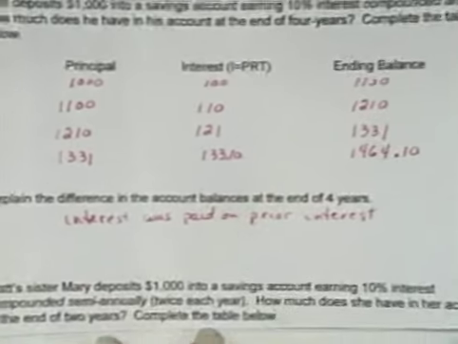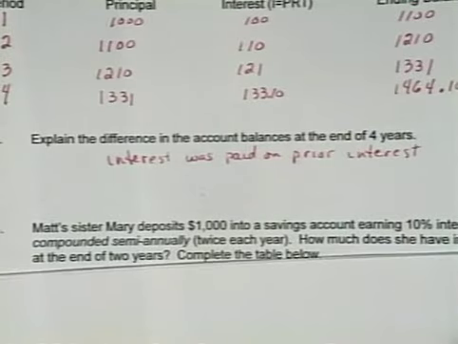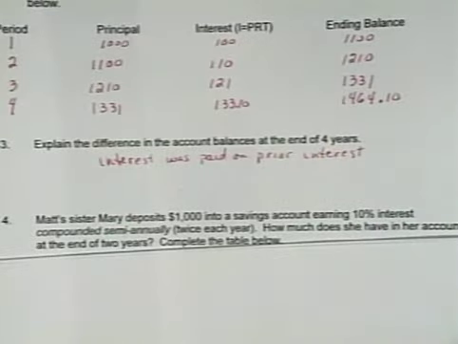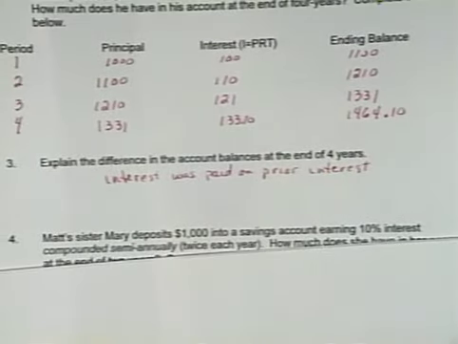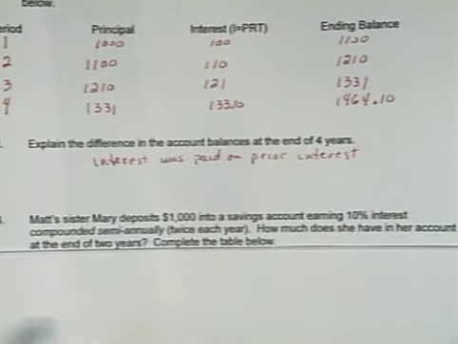New problem. Matt's got a sister named Mary. She goes to another bank. She's got $1,000. She puts it in a savings account. It earns 10% interest, just like Matt's money, but it's compounded semi-annually. Compounded semi-annually says Mary is getting paid interest twice a year. So every 6 months, Mary earns interest. How much does she have in her account at the end of 2 years?